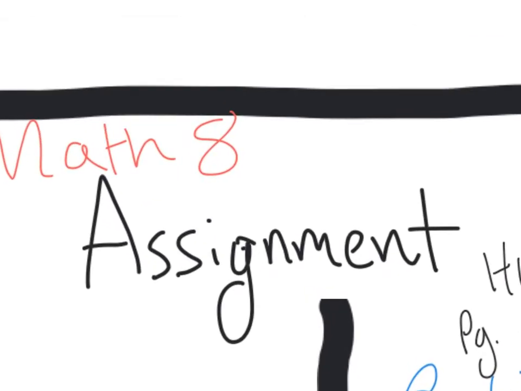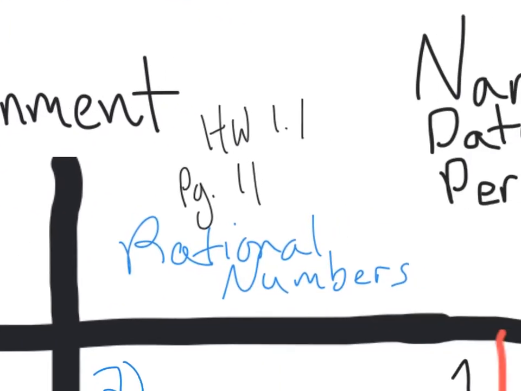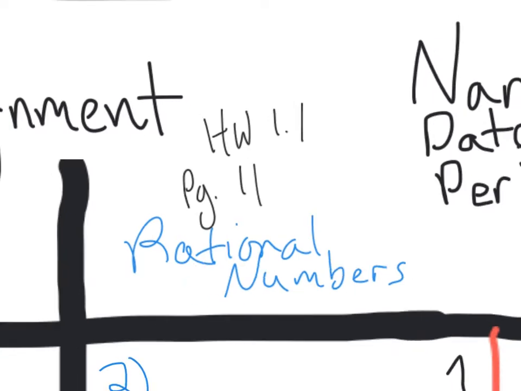We're looking to help out Math 8 today, and we are working on homework 1.1. We're actually going to be going backwards today. Page 11 from your course textbook, having to do with what we call rational numbers.